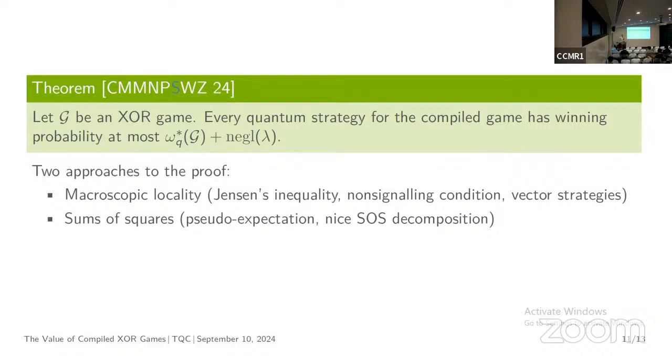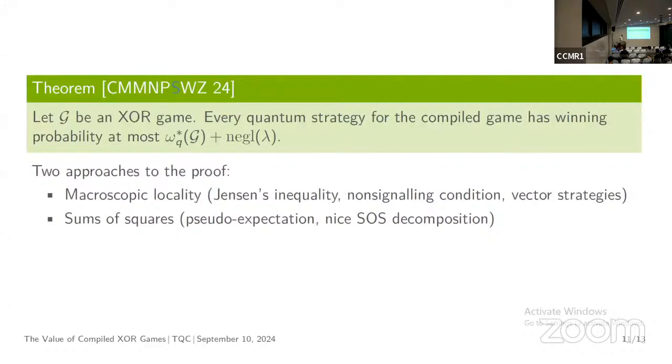or we can say the optimal quantum value is actually achieved by some vectors. In the first approach, which we call the macroscopic locality approach, which sounds fancy, in the end we really just bound the winning probability of any quantum strategy with some chain of inequalities, and then by some vector strategy. Since we know that those vector strategies are an upper bound, we also get that this is at most the quantum value. What we use here is just Jensen's inequality and this very strong non-signaling condition from the QHE scheme.